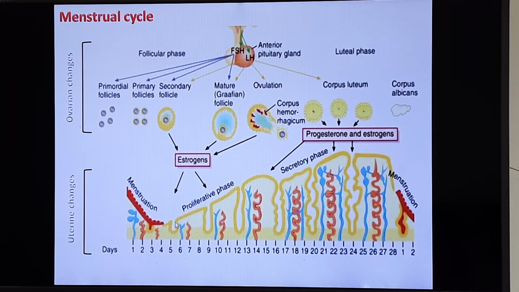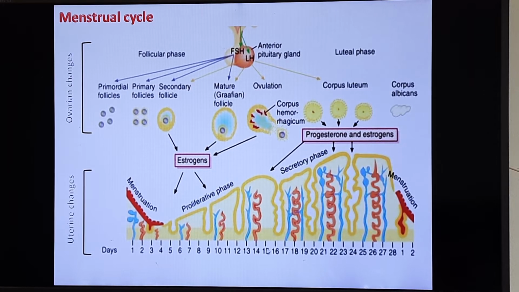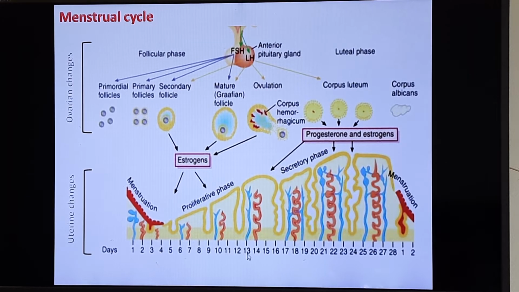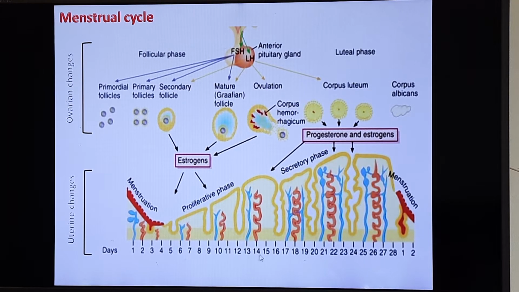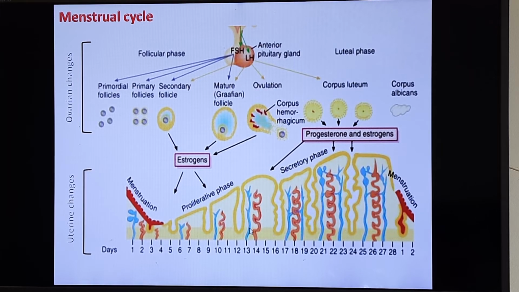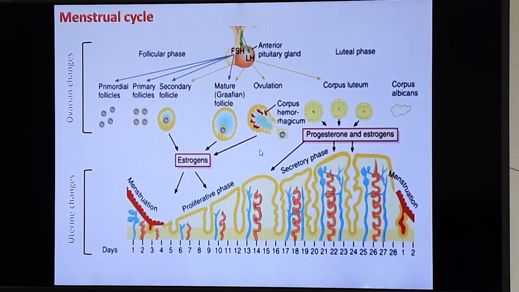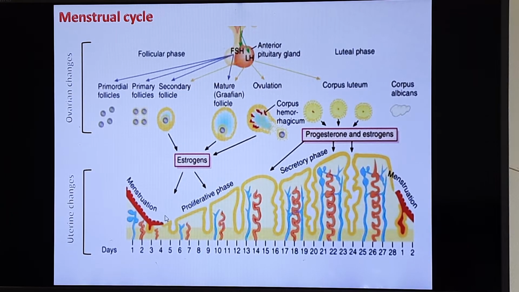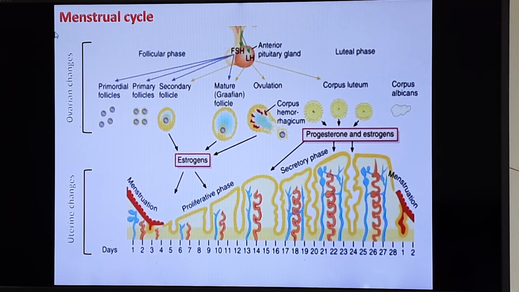The second phase is the proliferative phase. It starts from the 5th day and ends on the 13th day. Next, on the 14th day, there is a phase called the ovulatory phase, and from the 15th to the 28th day is the secretory phase. These are the four phases observed in the menstrual cycle. Now we are going to study these phases in detail.